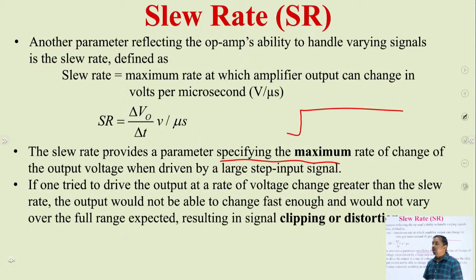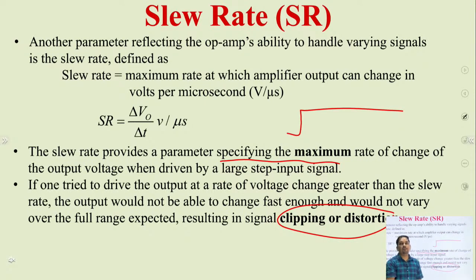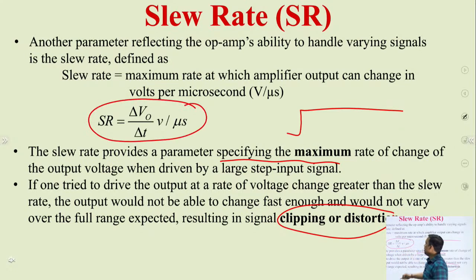There will be some clipping or distortion in the waveform, meaning some part of the waveform is removed. Mathematically we can say that slew rate is dV naught by dt. The unit of slew rate is volt per microsecond. Microsecond means the time is very small, so del V naught by del t, the change in time delta t, is very small.